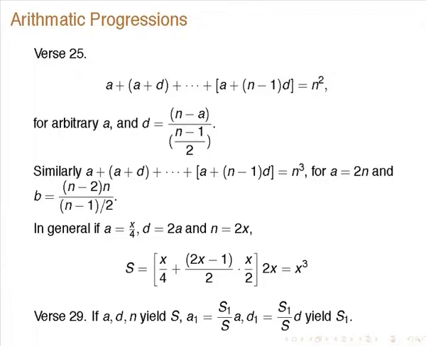So, for instance, if you want this to be the square of n, a square of n can be got from an arithmetical progression where arbitrary a and d is this. If you want to express the square, some square of some integer, by an arithmetic series. So, similarly, the cube also can be expressed like this. In fact, any number x that is a cube can be expressed as a sum of an arithmetic series, where the first term is x by 4, the difference is 2 a and n is 2 x.